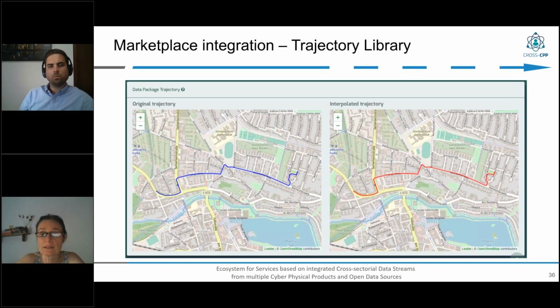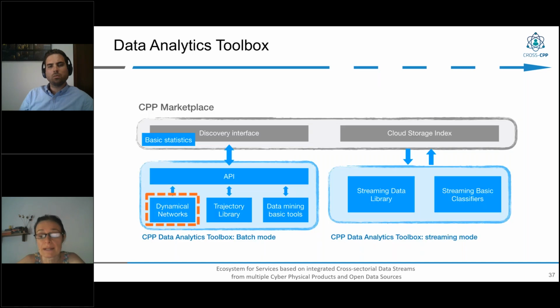So, for example, in the interpolation, we can also have the trajectory and then the interpolated trajectory, finding, as we were saying, those points that were lost, and that we can find thanks to all these functionalities that have already been done in the marketplace.